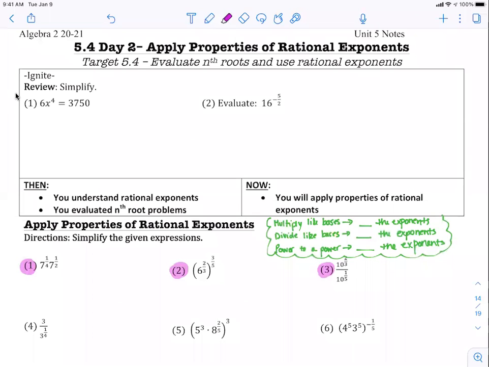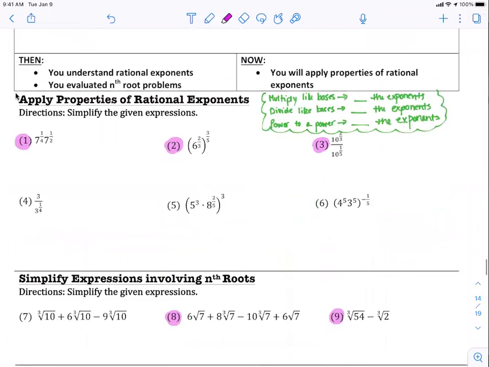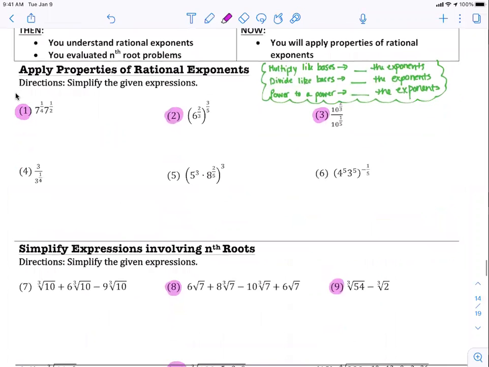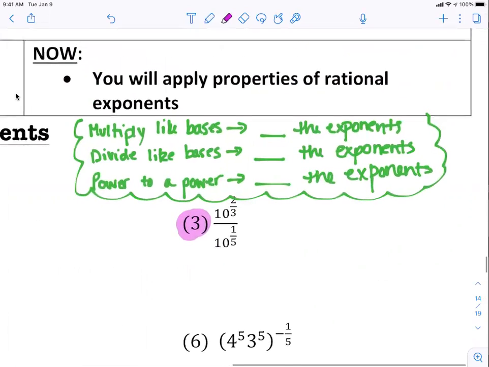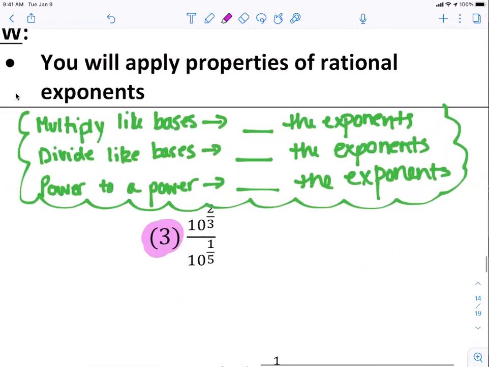Hi everyone. Today we're going to be applying properties of rational exponents. If you look down below, the first section that we're going to talk about today is applying different properties. Before we get going, it might help to review our exponent properties. We're going to use these a lot today, at least these three main ones.